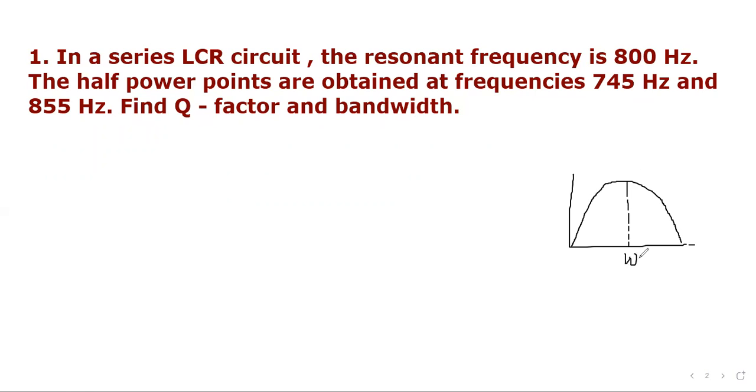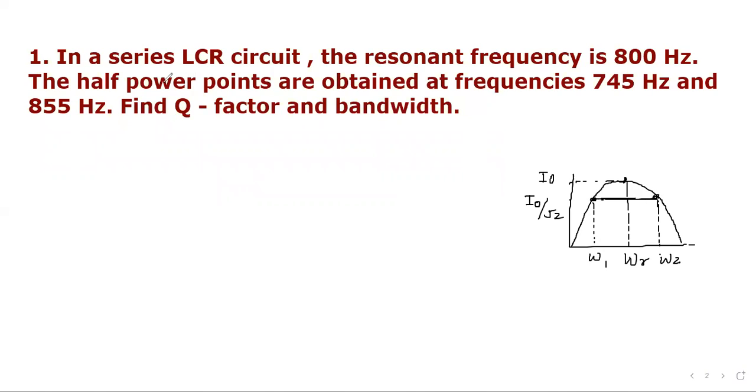This value corresponds to resonant frequency, and at this point, the value of current is I0, and then there are 2 points here where value of current reduces to I0 divided by root 2. So corresponding to this value frequency is omega 1, and corresponding to this value frequency is omega 2. So here this distance is called bandwidth. Here this is given in terms of F.